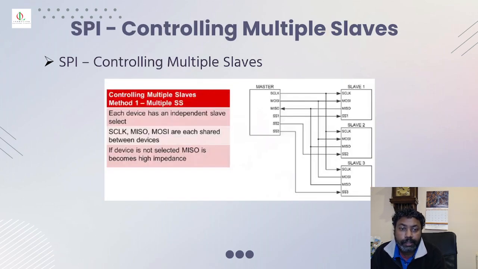And controlling multiple slaves: each device has an independent slave select and connects through its own chip select. S-clock, MISO and MOSI are each shared between the devices, so you can share those, but the chip select will have its own independent slave select. If a device is not selected, MISO will go into high impedance mode, so it has to be in one of the select modes.